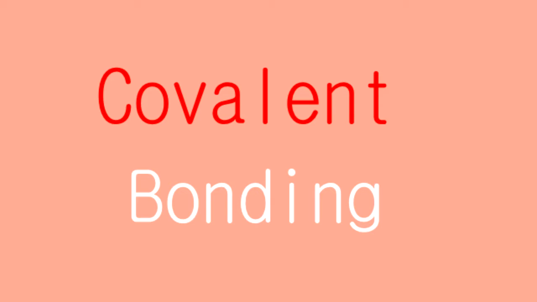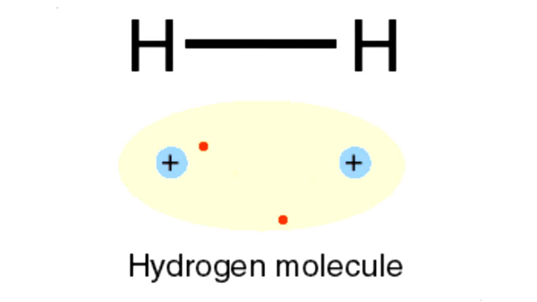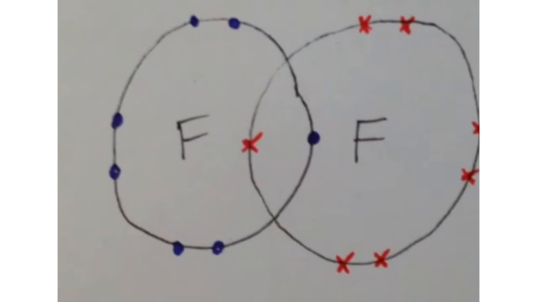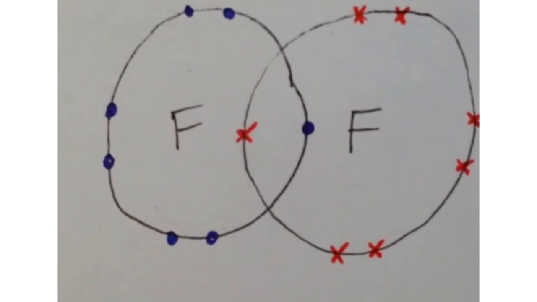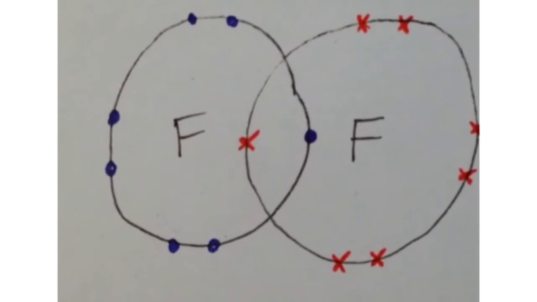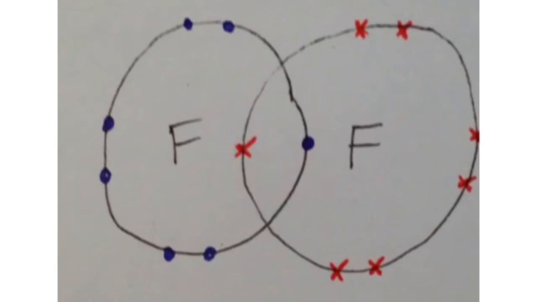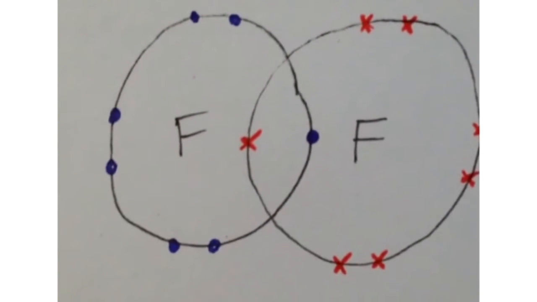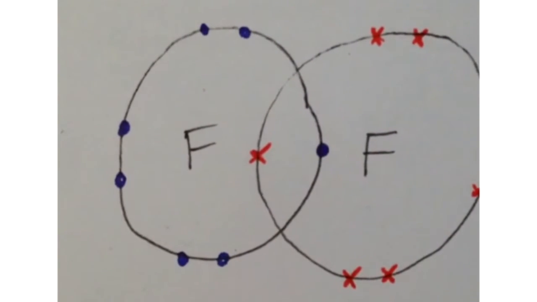Covalent bonding. This is the name given to the type of bonding which happens between two non-metal elements. This is where the non-metal atoms share their electrons in pairs, as opposed to giving or taking electrons, such as in ionic bonding. Here are two fluorine atoms. The one on the left has its electrons represented by blue dots, and the one on the right has its electrons represented by red crosses. In the middle is where the two overlap. Now each of them have shared both of their electrons and have a full outer shell.